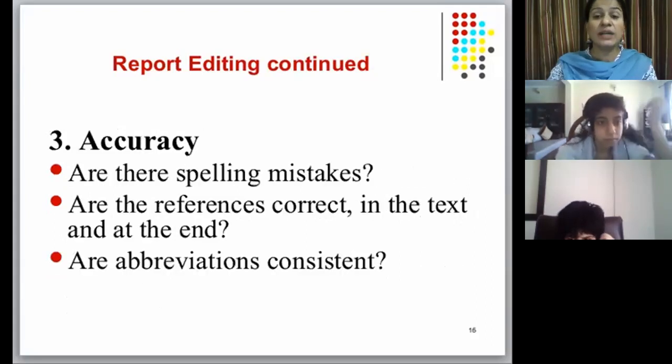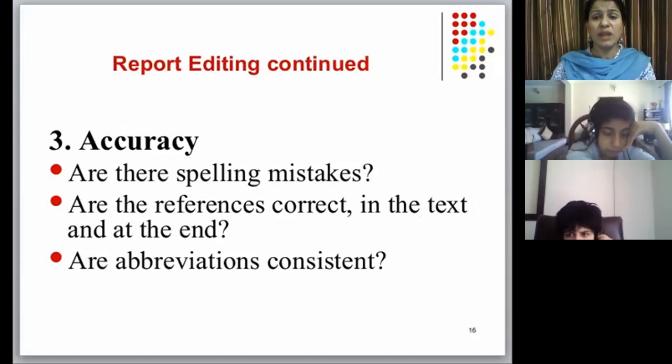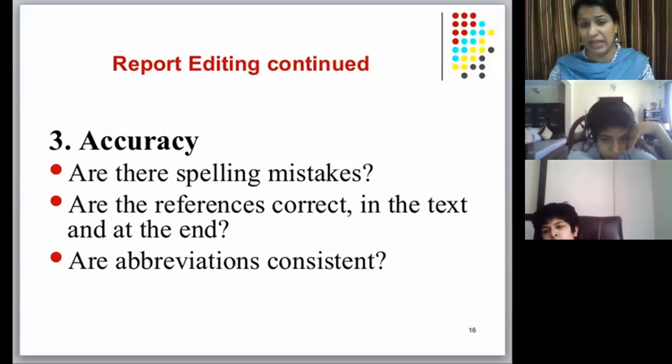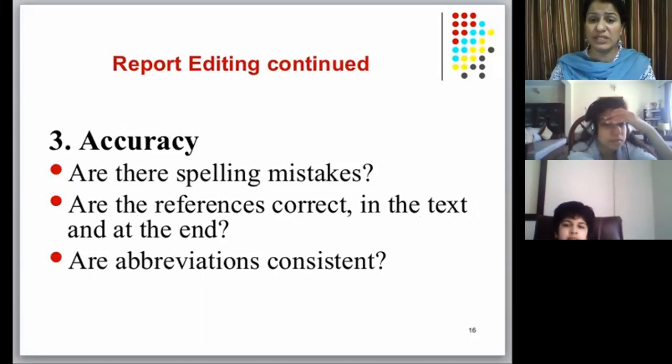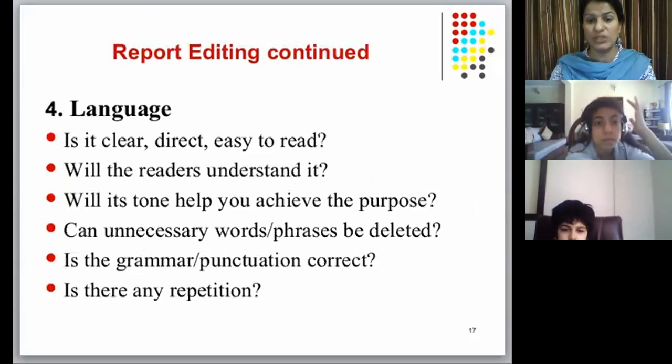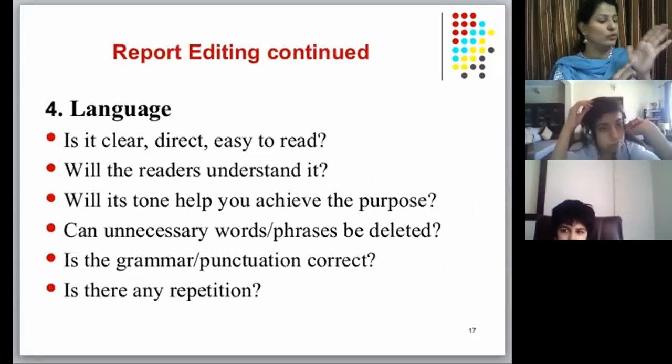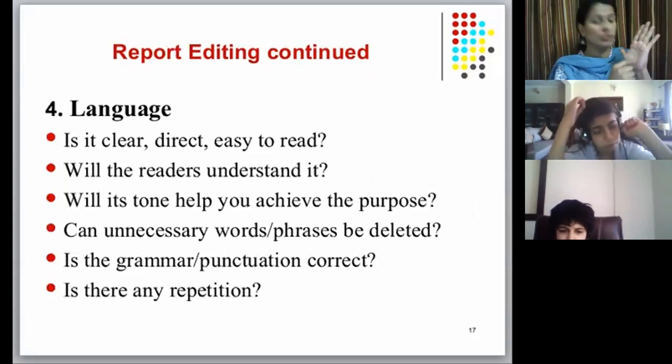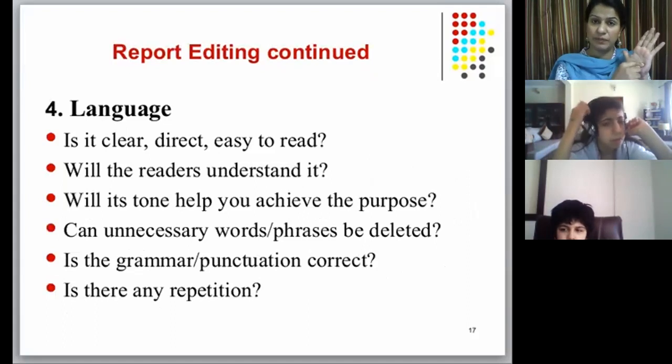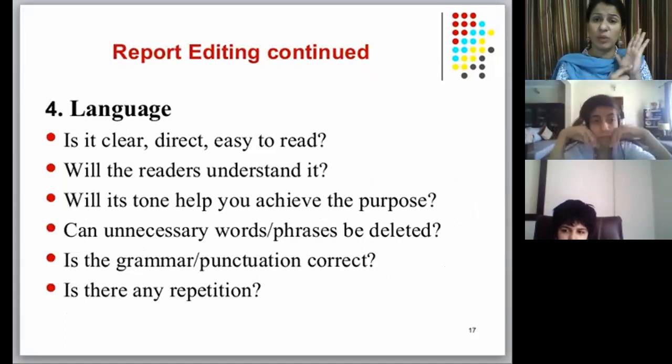Accuracy. Are there spelling mistakes? Are the references correct in the text and at the end? Are abbreviations consistent? Have you consistently used abbreviations? That is, if you were using Mr., did you write the dot at the end? Or did you write MR once, capital M, capital R, etc.?